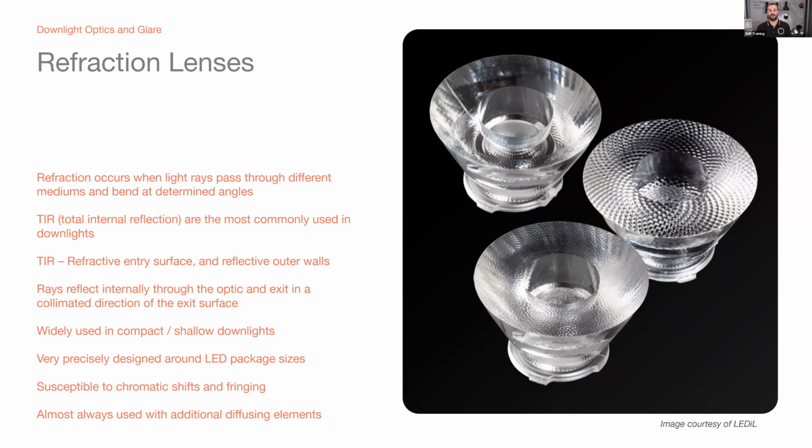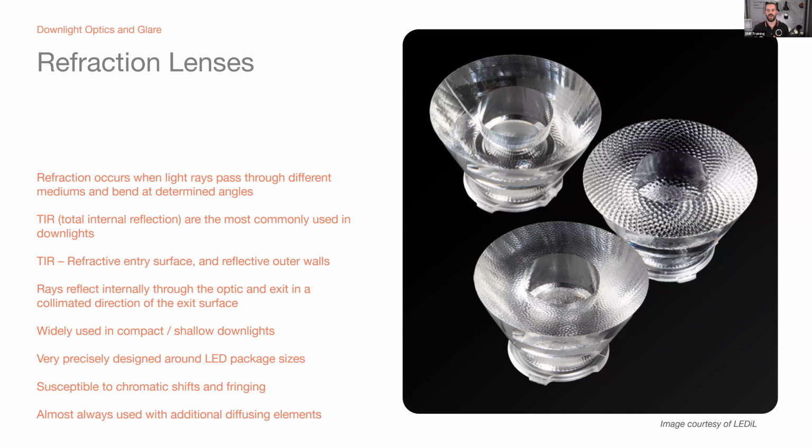So the most commonly used type of refraction lens in lighting is something called a TIR lens, or total internal reflection. TIR lenses are great in that they really can come down to some very compact form factors, so they can be very shallow and take up very little space or very little depth in a fixture, something that we all are becoming more and more familiar with as plenum spaces become very restricted.